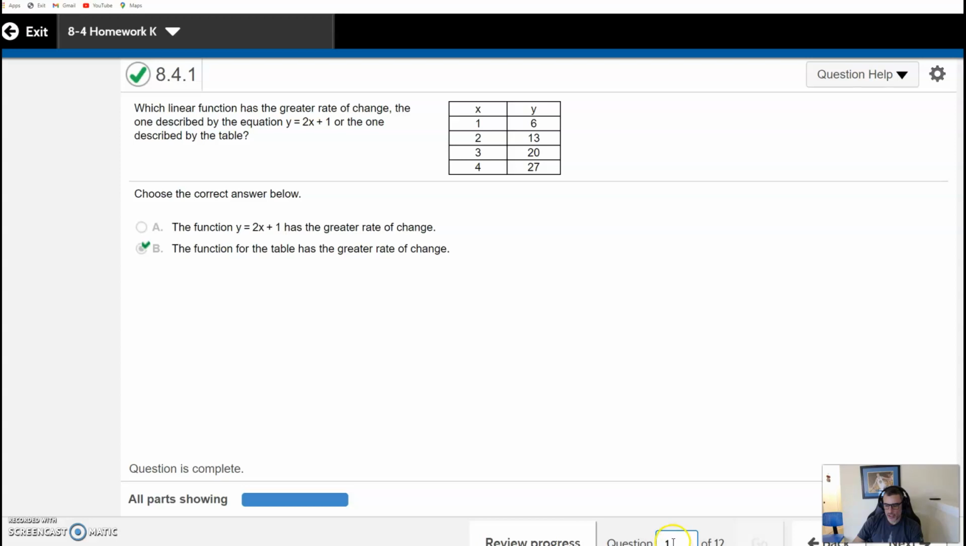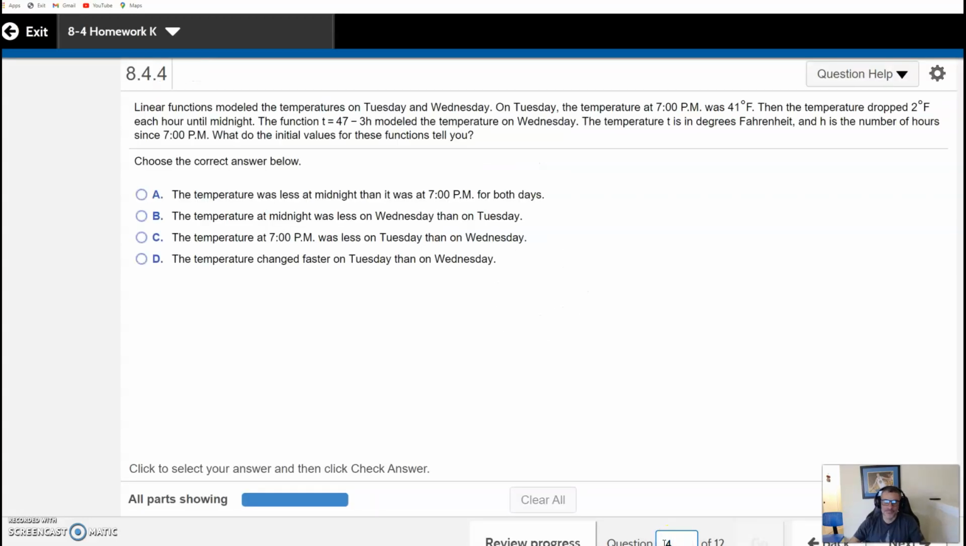All right, the next question I'm going to do is number 4. And number 4, we're talking about the temperature on 2 different days. So Monday and Tuesday. And we start measuring at 7 p.m. We take the temperature at 7 p.m. on both days, and then we're going to see what happens between 7 p.m. and midnight. Now, right away, you should start thinking, well, wait a minute.